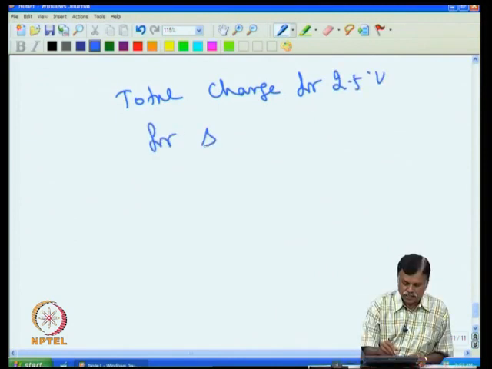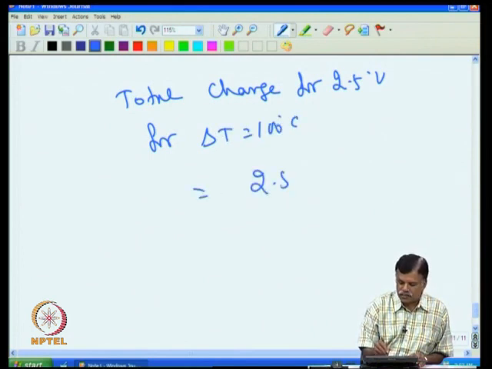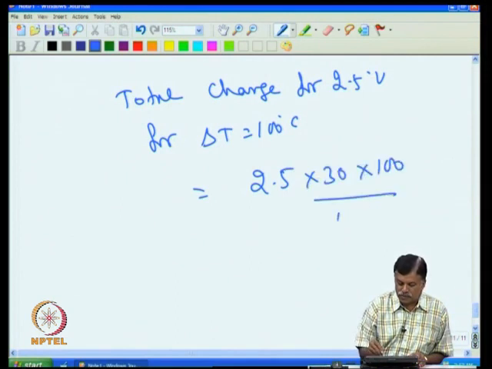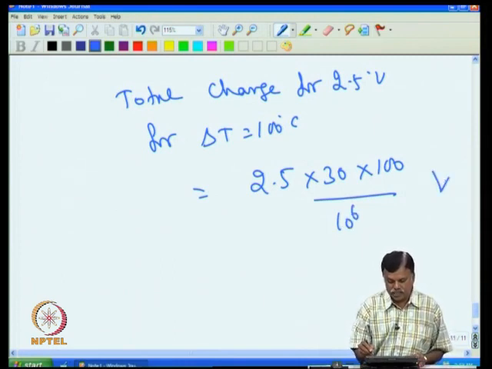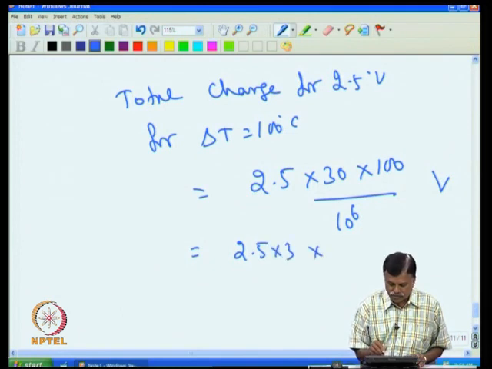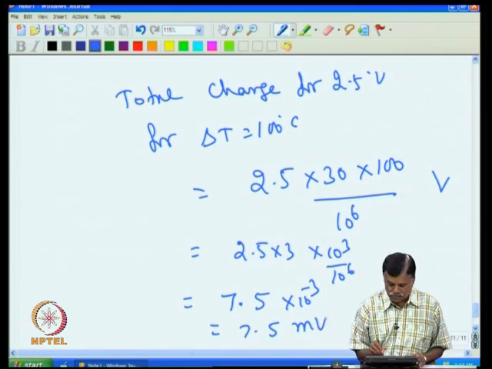For 100 degree, delta T is equal to 100 degree C. The expected voltage change for 100 degree temperature change is given by 2.5 into 30 ppm into 100, and per ppm I put 10 power 6. That works out to 2.5 into 3 into 10 power 3 divided by 10 power 6. That will be 7.5 into 10 power minus 3, that is equal to 7.5 millivolt.